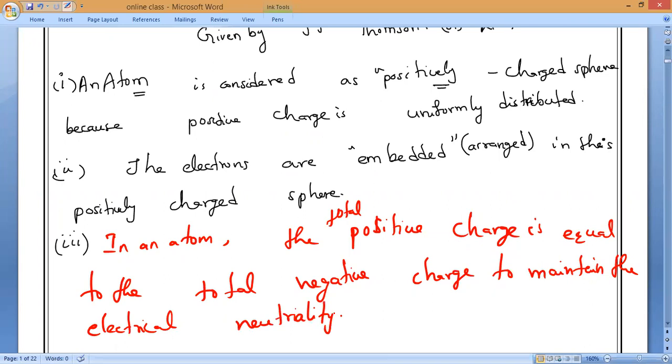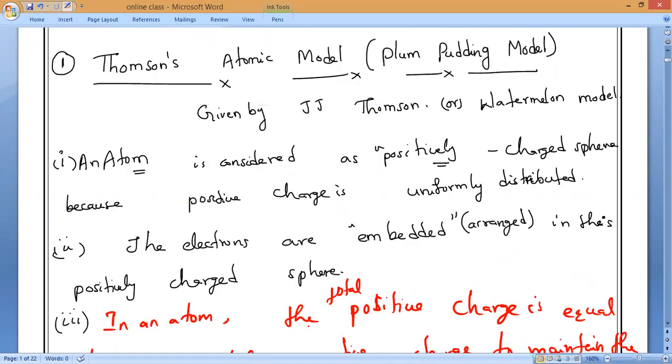So this is the only valid point of Mr. J.J. Thomson. This is the J.J. Thomson atomic model. In the exam, they will ask you for 2 marks, many times: write the J.J. Thomson atomic model. So you have to write these 3 points. Understood? Anyone having doubt, please ask me. Clear?